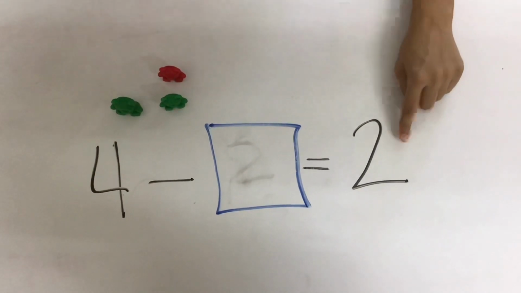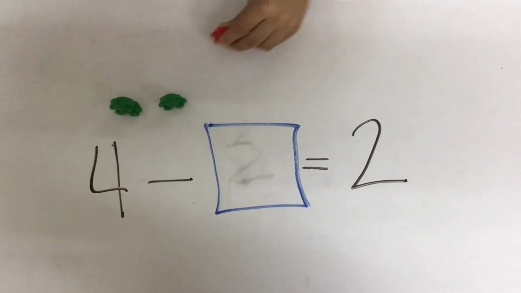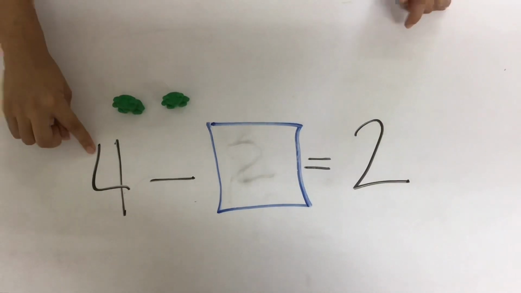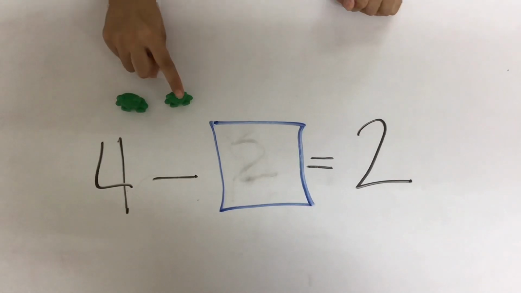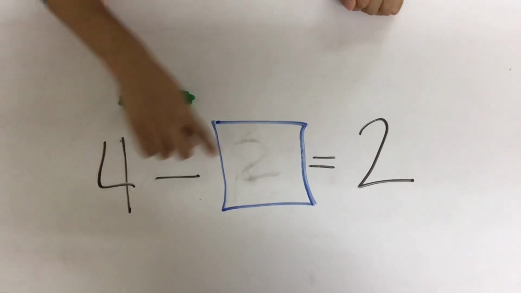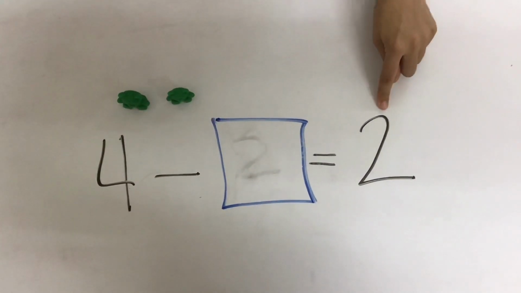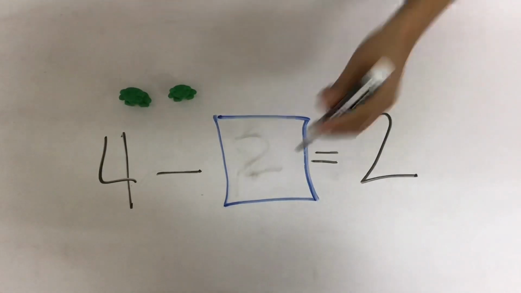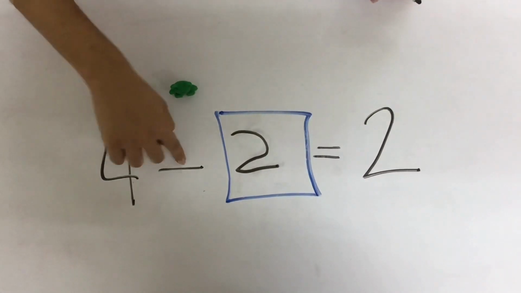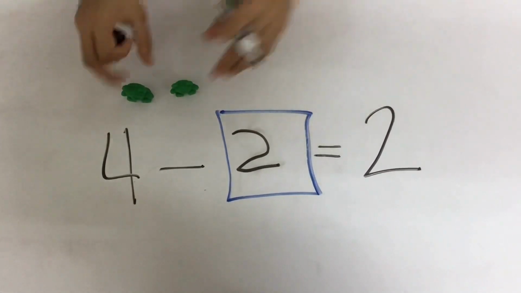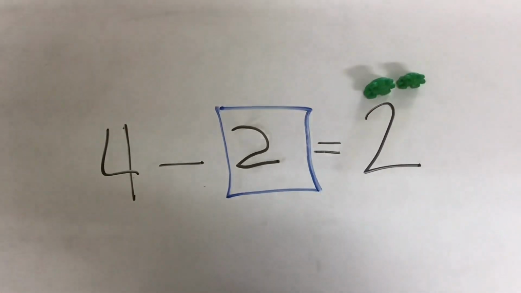No. Let's take another bear. Now, 4 minus, let's see how many bears do we have? 1, 2. 4 minus 2 equals 2? Yes. So 4 minus 2 equals 2. We have 2 bears left.